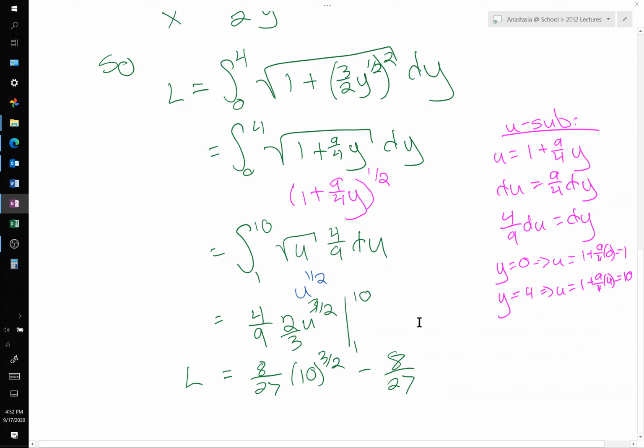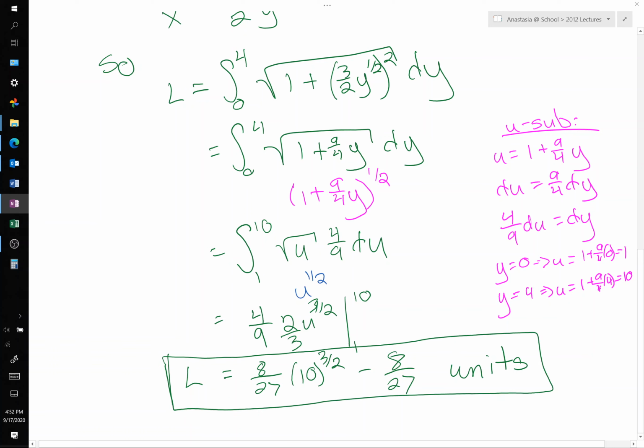This is an application, so if you have a proper unit, you need to write it out here. We don't have specific units written, but you can always just write units there. For your answer, it is just units. They're not squared or cubed or anything, because we're just talking about length, which is a distance. So our final answer then, since we don't care about simplification, we can write as 8/27 times 10 to the 3/2 minus 8/27.